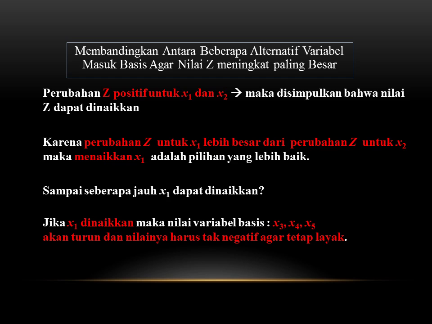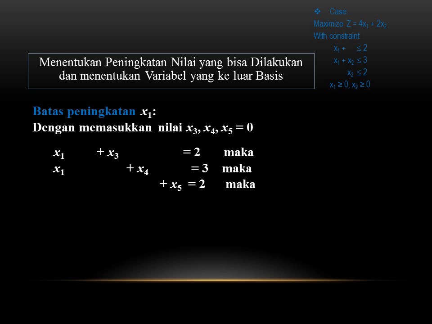Okay, so comparing, it's still the same chapter as before, and the conclusion is that the change of z is positive for x1 and x2, so it can be concluded that the value of z can be raised. Sorry, this is the same slide as previously. This is deciding the increasing value, to find the variable which is out of the basis.